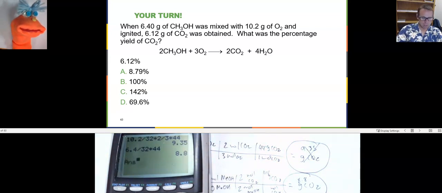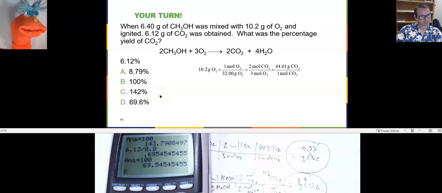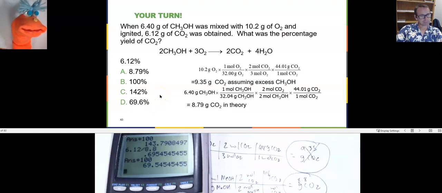And then we can divide by the 6.12 grams and times 100. Oops, what did I do there? 6.12 is how much we actually got, divided by the 8.8, and then times 100. So 69.6% it looks like. So our answer is going to be D. Okay, good.